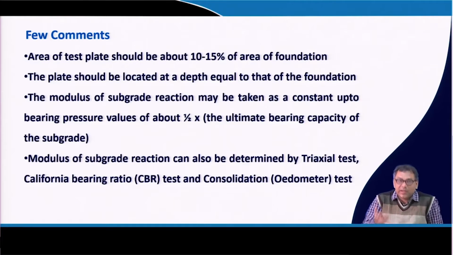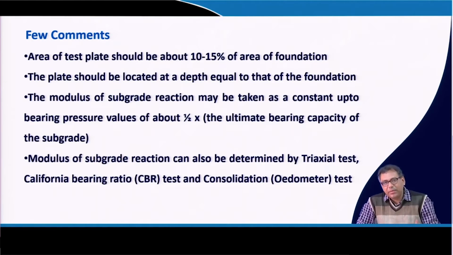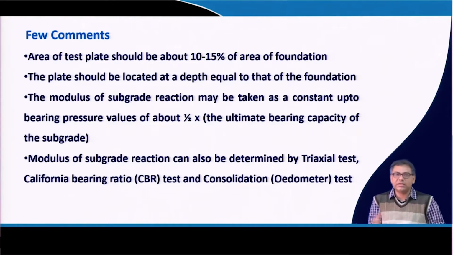Now, I have discussed the determination of modulus of subgrade reaction by using the plate load test, and I have given some correlations also. But the subgrade modulus can also be determined by the triaxial test, CBR test and oedometer test, or consolidation test. And we have the correlations between these CBR values and the subgrade modulus value. So, you can do the CBR test, and then you can use those correlations to get the subgrade modulus. But here for foundation engineering, we prefer to conduct the plate load test, and from that plate load test we try to determine the subgrade modulus.